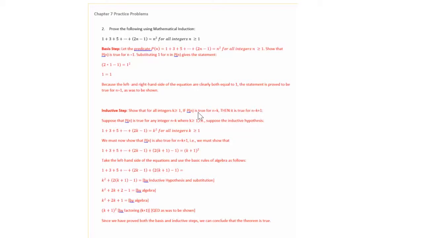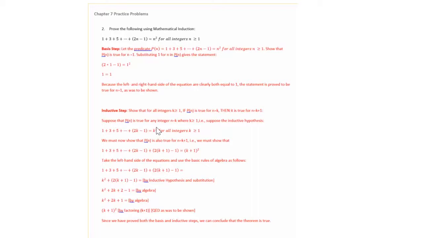Okay, so what we're going to do is take this whole equation and replace all of the n's with k. So 1 plus 3 plus 5 plus ... plus 2k minus 1 is equal to k squared.